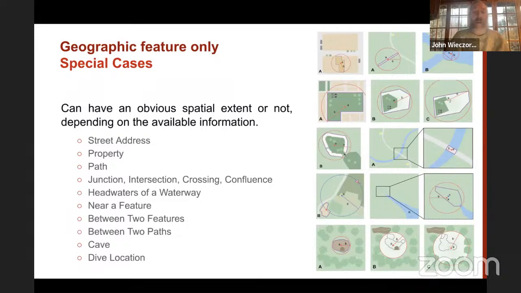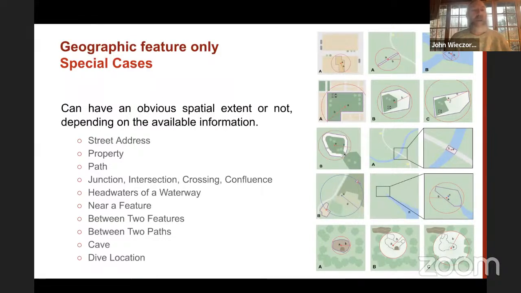Another set of features are the crossings of paths, junctions, intersections, and confluences, where things like rivers cross or join, or where roads cross rivers. These are examples of this category.